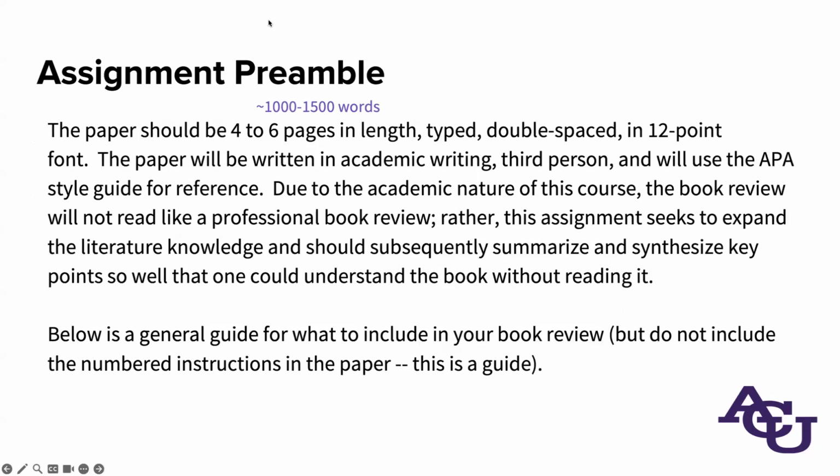And so we have this note that the paper should be 4 to 6 pages, which if you're using our APA course paper template, 12-point font, 1-inch margins, double spacing, that's going to be roughly 4 to 6 pages. But that works out to 1,000 to 1,500 words, because in APA style, using all those things I just said, it's going to be roughly 250 words per page. And so 4 times 250 is 1,000, 6 times 250 is 1,500, 1,000 to 1,500 words in length. Typed, of course, double spaced, 12-point font, as they say. The paper will be written in academic writing, third person, and we'll use the APA style guide for reference.